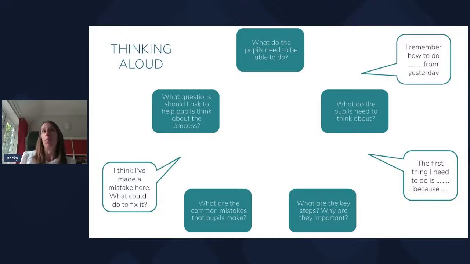Modelling mistakes. I've made a mistake here. What could I do to fix it? I can't think of how to start my sentence. I'm going to have a look at my sentence frames that I've got here, or I'm going to have a look at what's on the board. So really modelling those key steps and strategies as they go along.